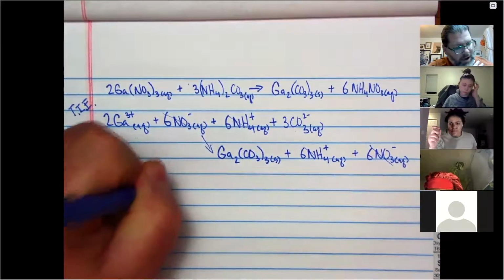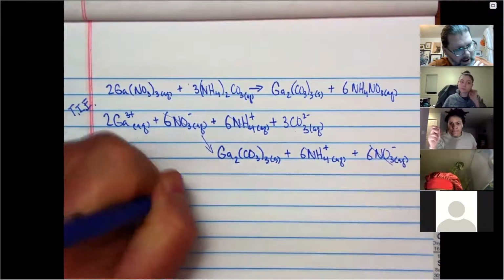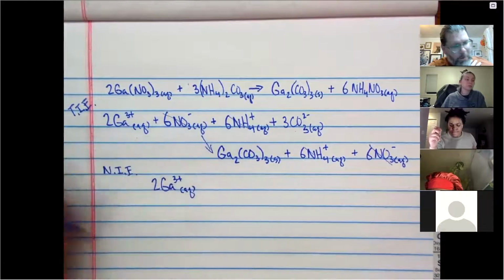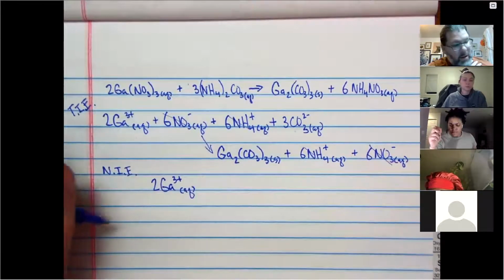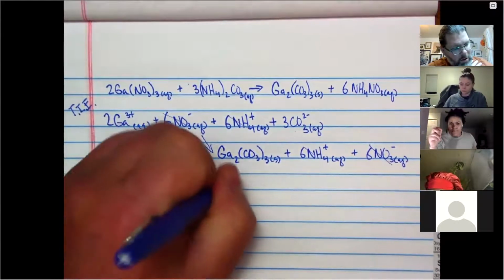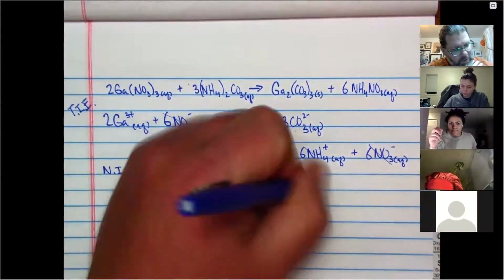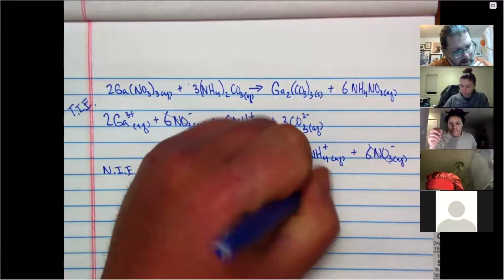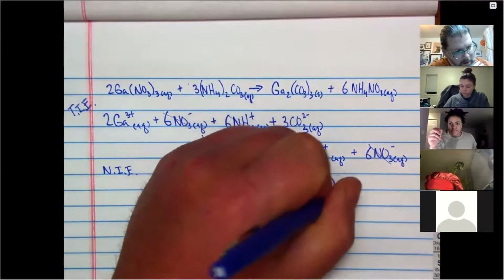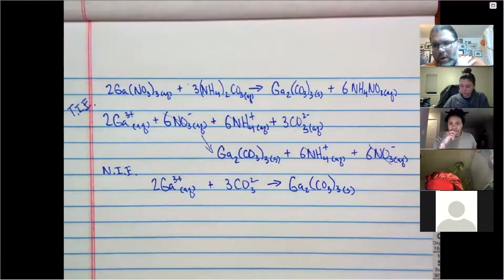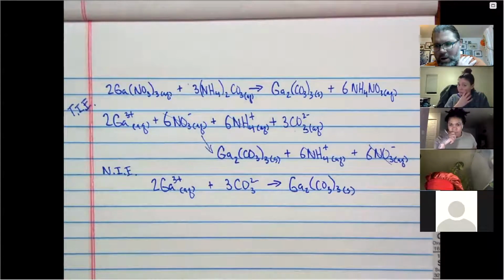So what was the reaction that we accomplished here? In the net ionic equation, we can see we put together 2 gallium 3+ ions with 3 carbonate ions to make a precipitate of gallium carbonate. That's our net ionic equation.